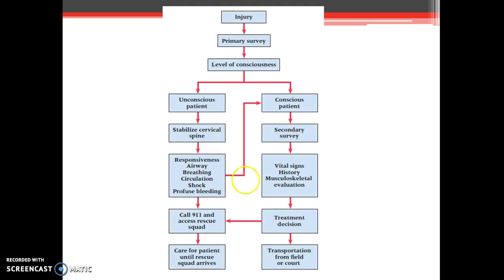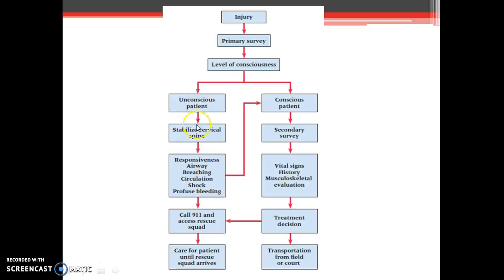What are primary and secondary surveys? Basically what we're looking at here is the injury has occurred. We're going to go through a primary survey. Basically what a primary survey does is establish life-threatening injuries or not. That would also be based on level of consciousness. So if someone is unconscious, we're going to go down this route. If someone is conscious, we're going to go immediately into our secondary survey.